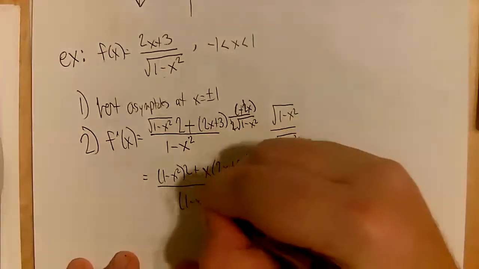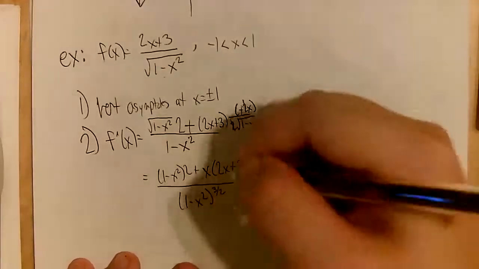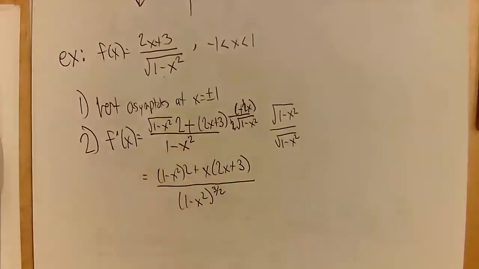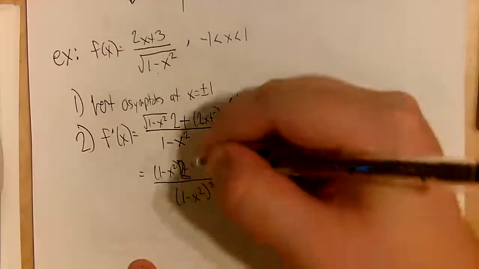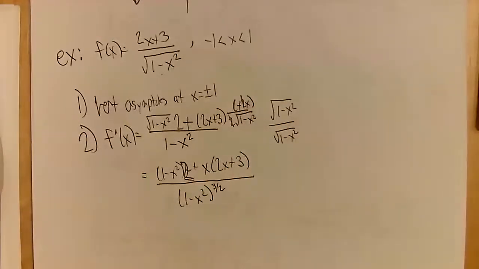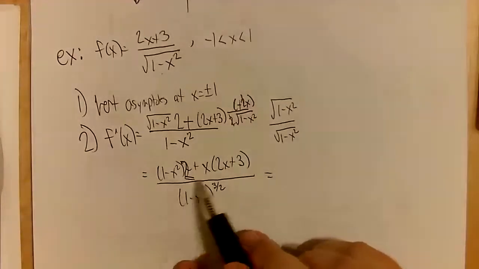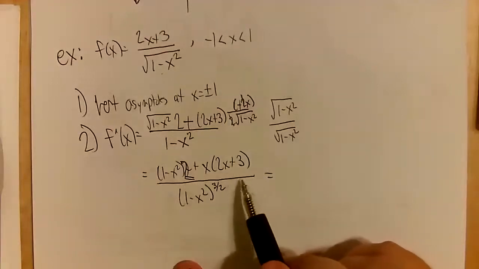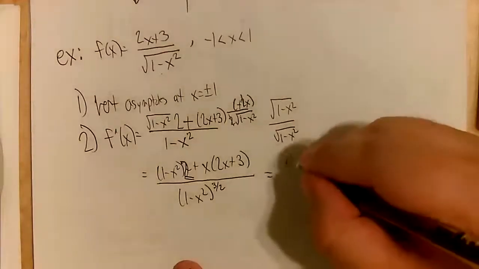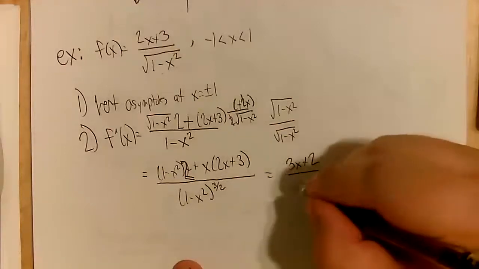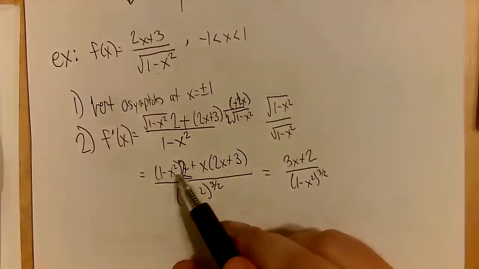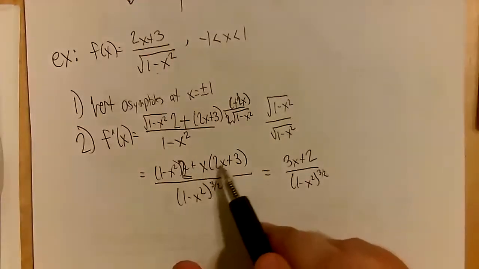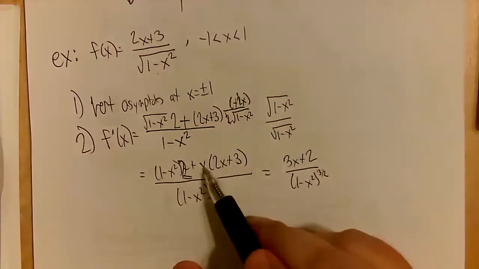Meanwhile, in the denominator, I'm going to have 1 minus x squared to the 3 halves, because this was 1 minus x squared to the first power times an additional 1/2 power. All right, oops, this 2 looks like a square. It's not, it's a coefficient. All right, so now, if we were to FOIL all of this out and combine, we end up with 3x plus 2 over 1 minus x squared to the 3 halves. We have a negative 2x squared here and a positive 2x squared here, so those will cancel. So we really only get this.